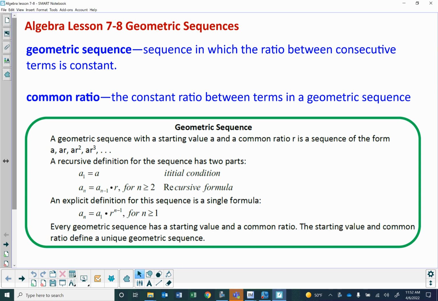This is Algebra Lesson 7-8, Geometric Sequences. We've done arithmetic sequences in the past, so today we're going to take a look at geometric sequences. A geometric sequence is a sequence in which the ratio between consecutive terms is constant.